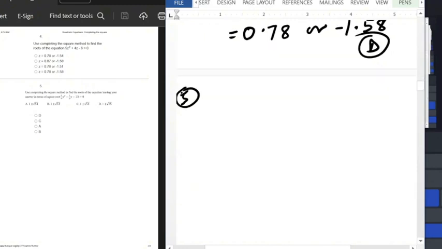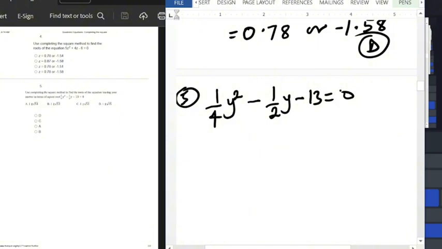Number 5. Use the completing the square method to find the roots of the equation, leaving your answer in terms of square root. That is going to give you an answer in short form, as you can see the options there. So we have 1 over 4 y squared minus 1 over 2 y minus 13, everything equals 0.